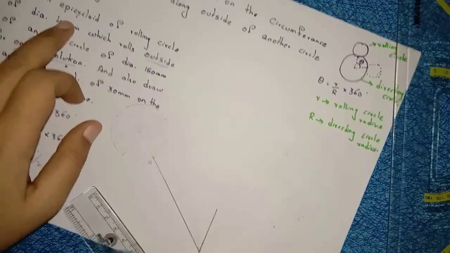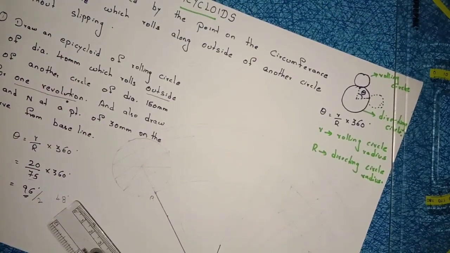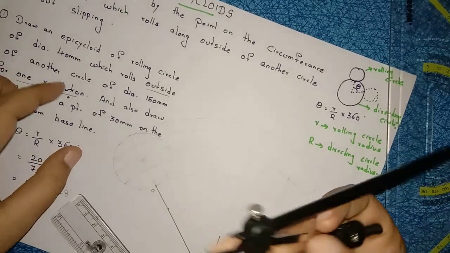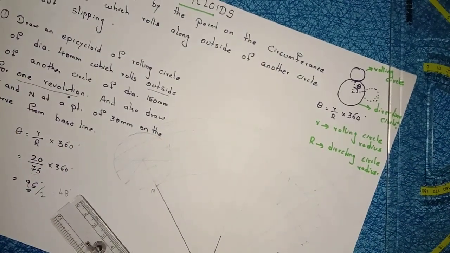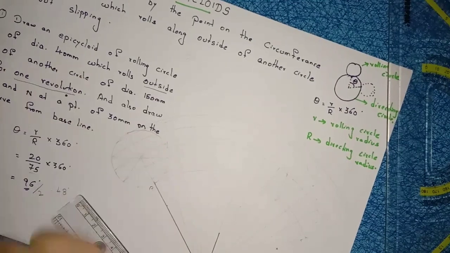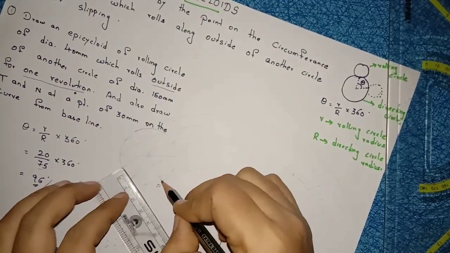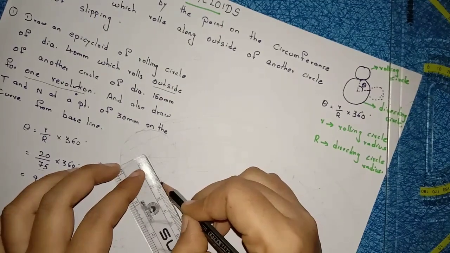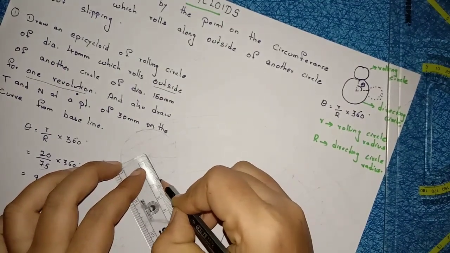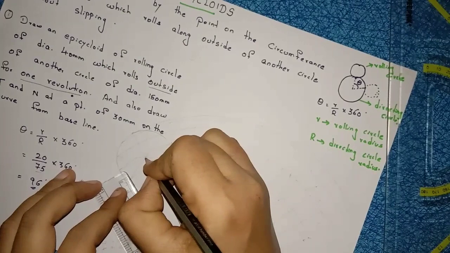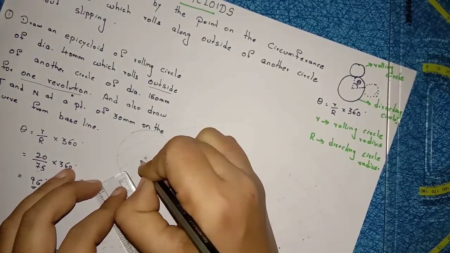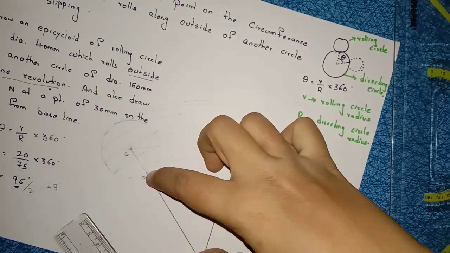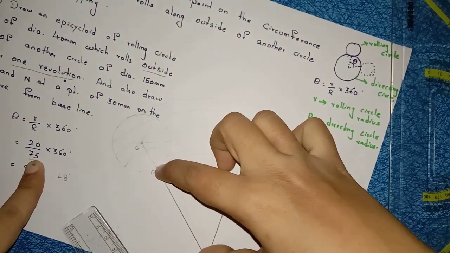Now what is an epicycloid? It rolls outside of another circle. So what will I do? Diameter is 40, no? So from this point P, I am taking radius 20. If diameter is 40, radius is 20. So I am taking this 20 radius and naming it as C. Okay, O to P is the radius of the generating circle, 75.